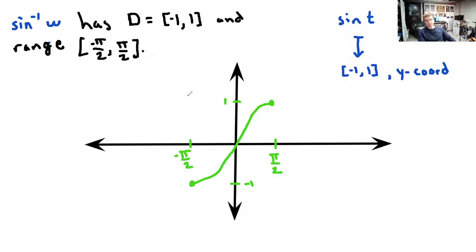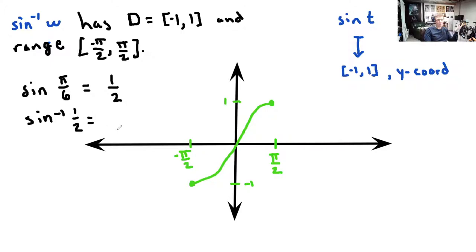When you define it this way, by restricting the domain of sine and thus restricting the range of sine inverse, you have yourself a function. So let's do a few easy examples here. First, what is the sine of pi over 6? That's something that you should have memorized by now. It's 1/2. Okay. What is the sine inverse of 1/2? Well, if the sine of pi over 6 is 1/2, remember the inverse just takes 1/2 and brings it back to the angle. So this is pi over 6.